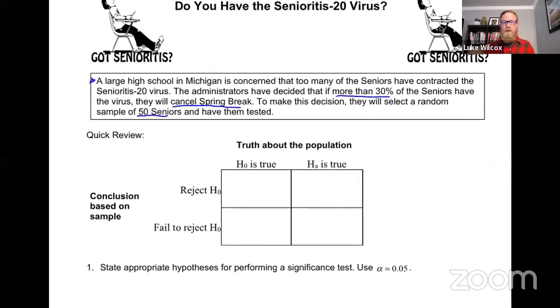Okay, I have a quick review right at the beginning of this, just to make sure that we know our definitions for the errors and the power. And I've organized it in this nice little chart here. It's a good way of keeping track of things. And here's how it works.